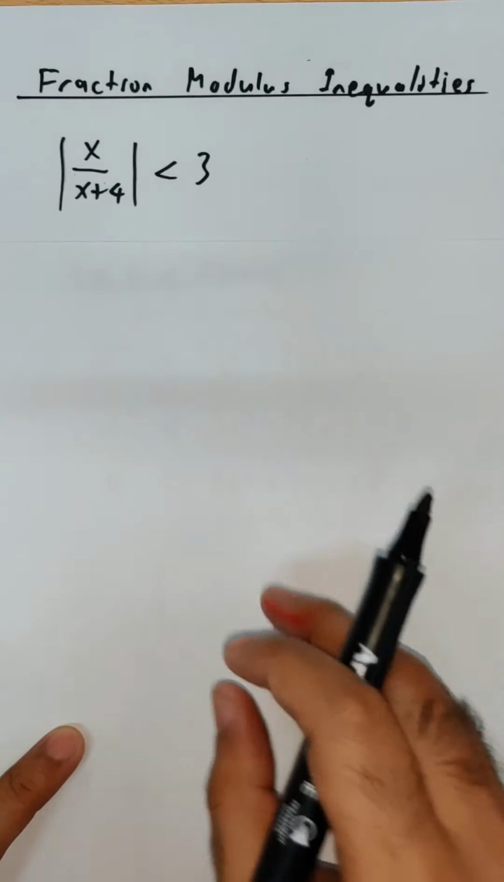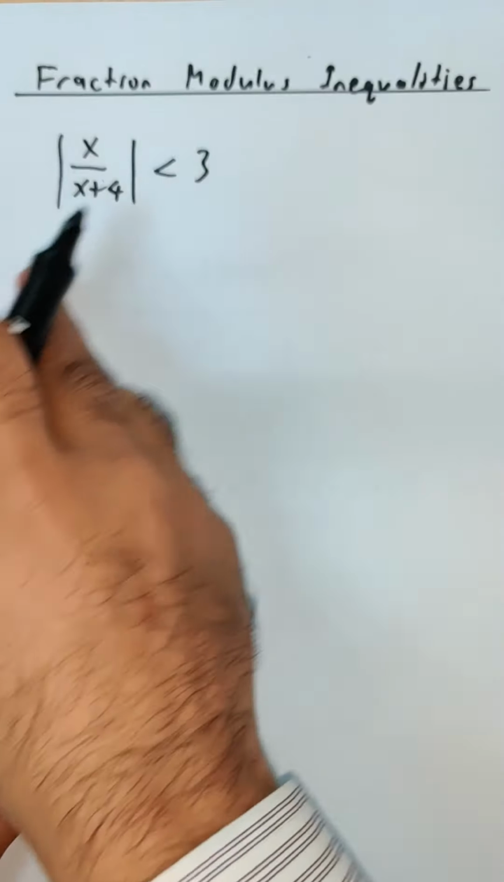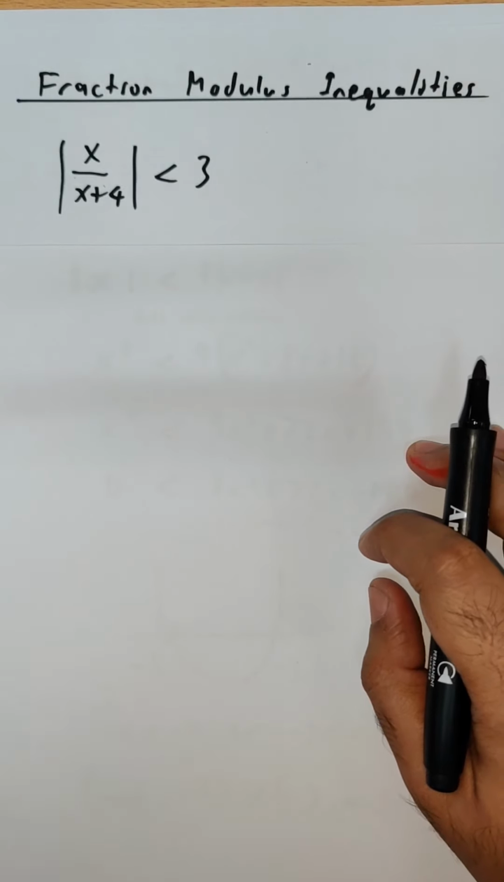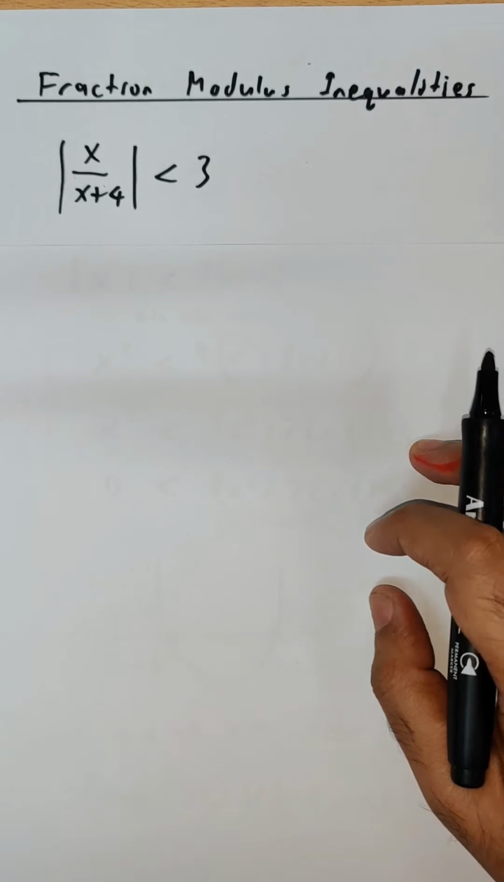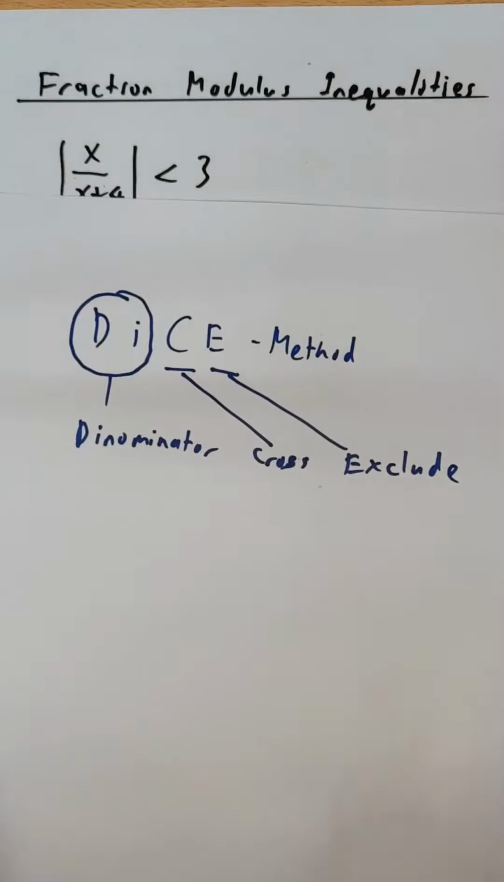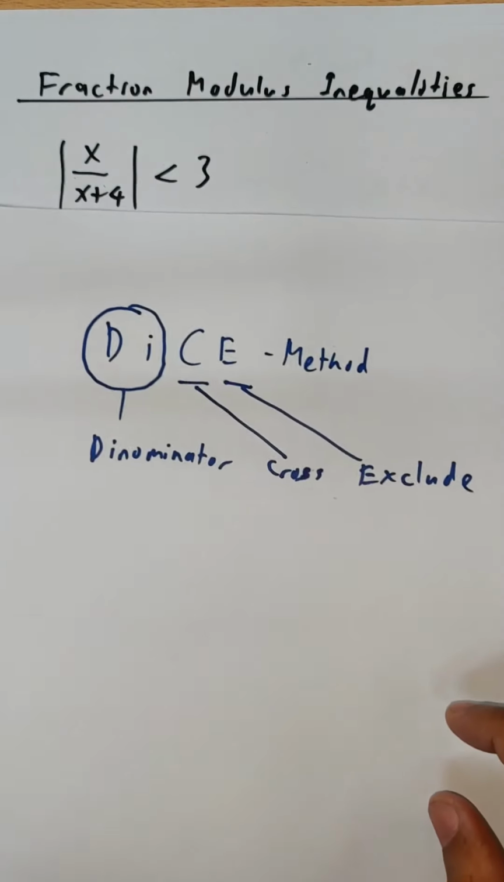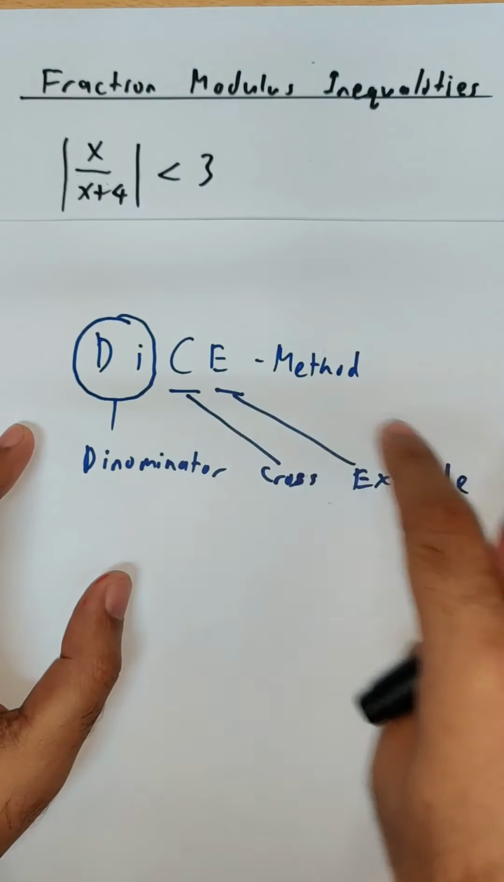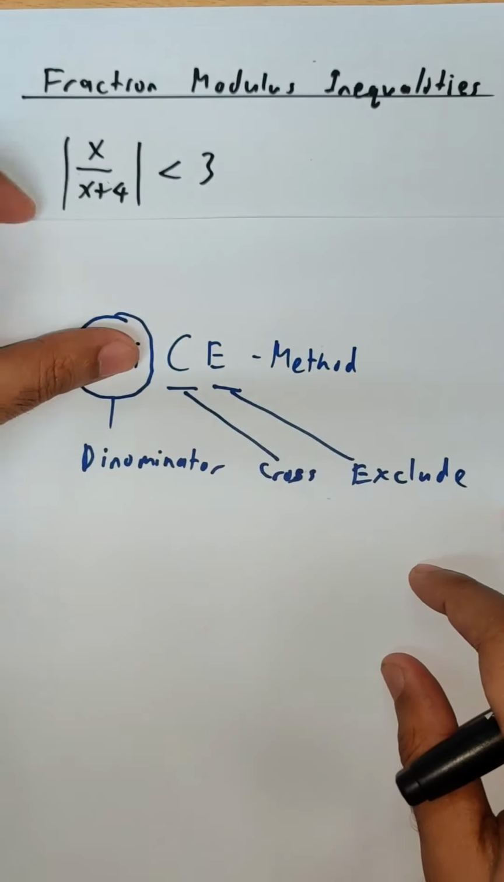The most usual way of solving is that we split it into two sides, but that method is very long and there's a very subjective sign, very prone to careless mistakes. So I highly propose this method which I call the DiCE method, where we take the denominator and we cross it and we exclude it. Okay, let me show you in action.